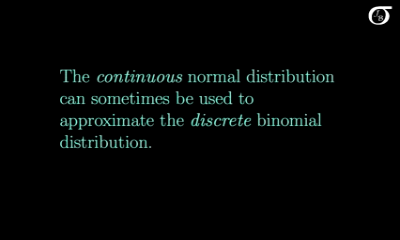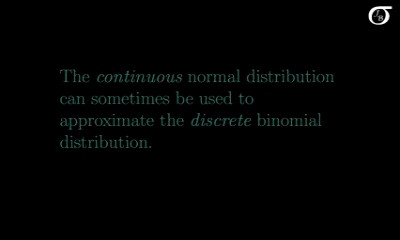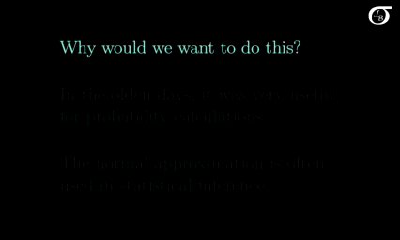Let's take a look at the normal approximation to the binomial distribution. The continuous normal distribution can sometimes be used to approximate the discrete binomial distribution. Why would we want to do this?